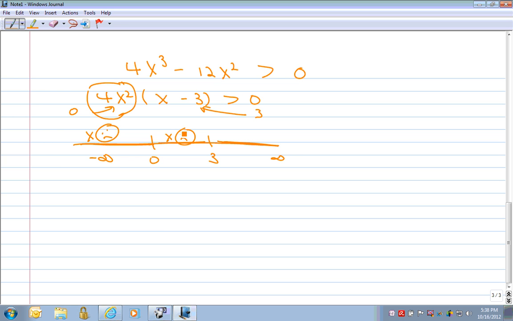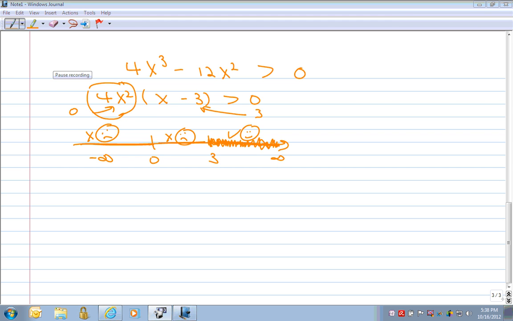Let's see if we have any answer. We could have no solution, I guess. Really large number: if we take a really large number and square it, it's positive. Times 4, it's positive. Take a really large number and subtract 3, it's positive. Positive times positive is positive. Is a positive number greater than 0? Yes, I believe it is. And we have our solution, and that goes on forever.